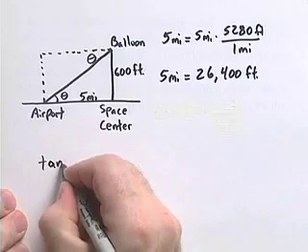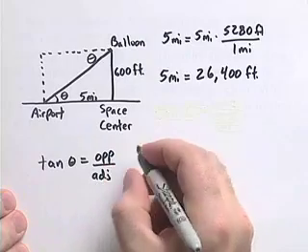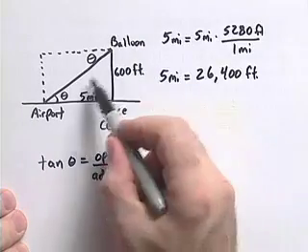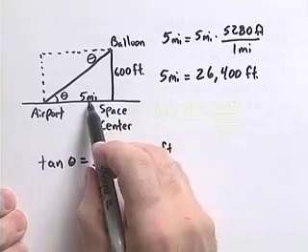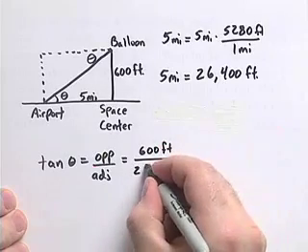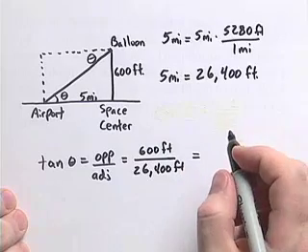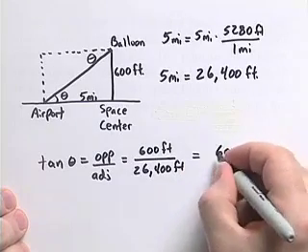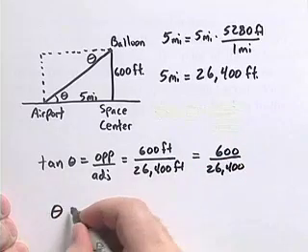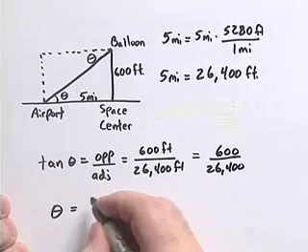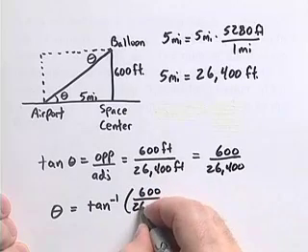We know that the tangent of theta is equal to the opposite side over the adjacent side. In this situation, the opposite side will be 600 feet. And the adjacent side, remember we had 5 miles, which we changed to 26,400 feet. And so we'll have that the tangent of theta is just equal to 600 over 26,400. We'll go ahead and cancel our feet. It means that theta, the angle of depression, is going to equal the tangent inverse of 600 over 26,400.